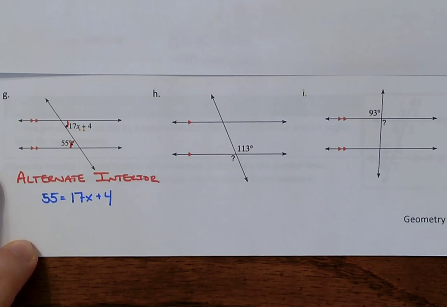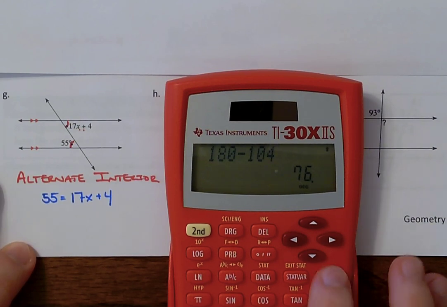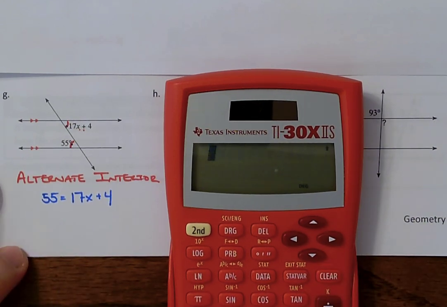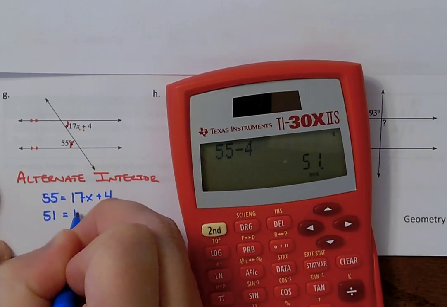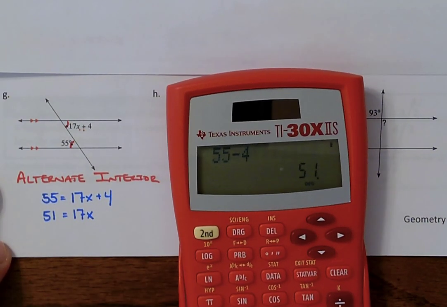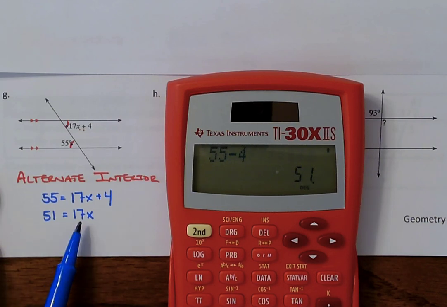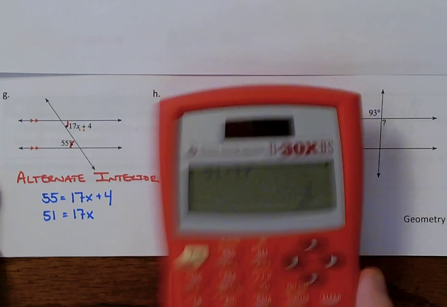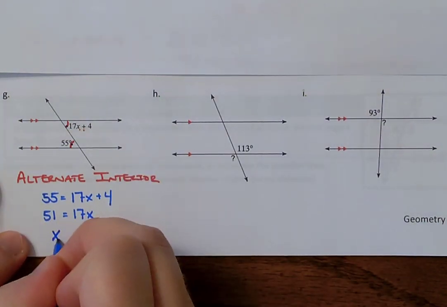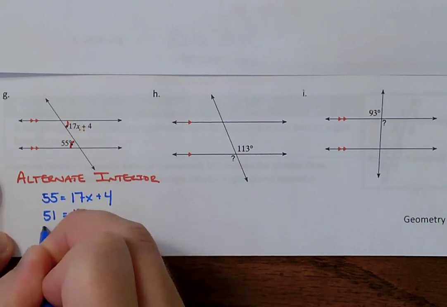Now that I have that, we can just go through and solve. To solve, we're going to move the 4 over, so we're going to subtract it. So we're going to do 55 minus 4, and we get 51. So we have 51 equals 17x. And then all I have to do is divide by 17. So we're going to do 51 divided by 17, and I end up getting x to equal 3. So in this case, x equals 3.